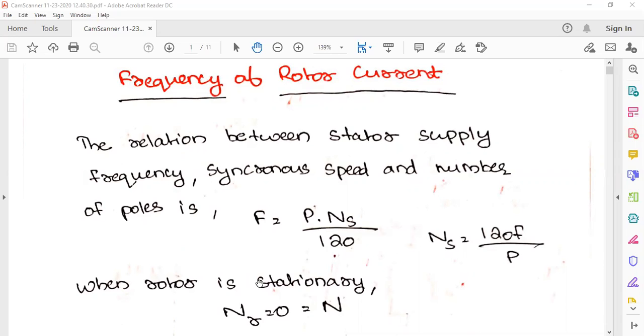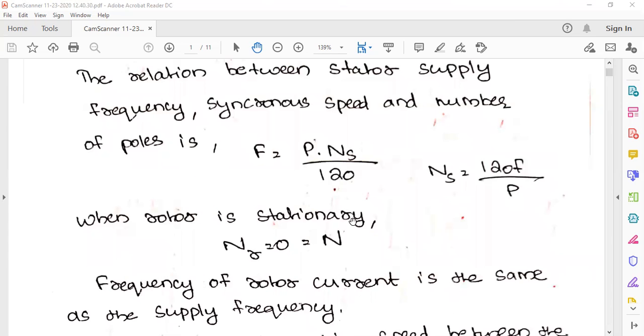Now we will see what is the frequency of the rotor current. First, the relationship between the stator supply frequency and synchronous speed. In the stator there will be slots, and the three-phase connection is given to the stator, and there will be a synchronous speed. The number of poles is p. Then ns is equal to 120 f by p. That formula will be familiar to you. So we cross multiply and we get frequency f is equal to p into ns by 120.